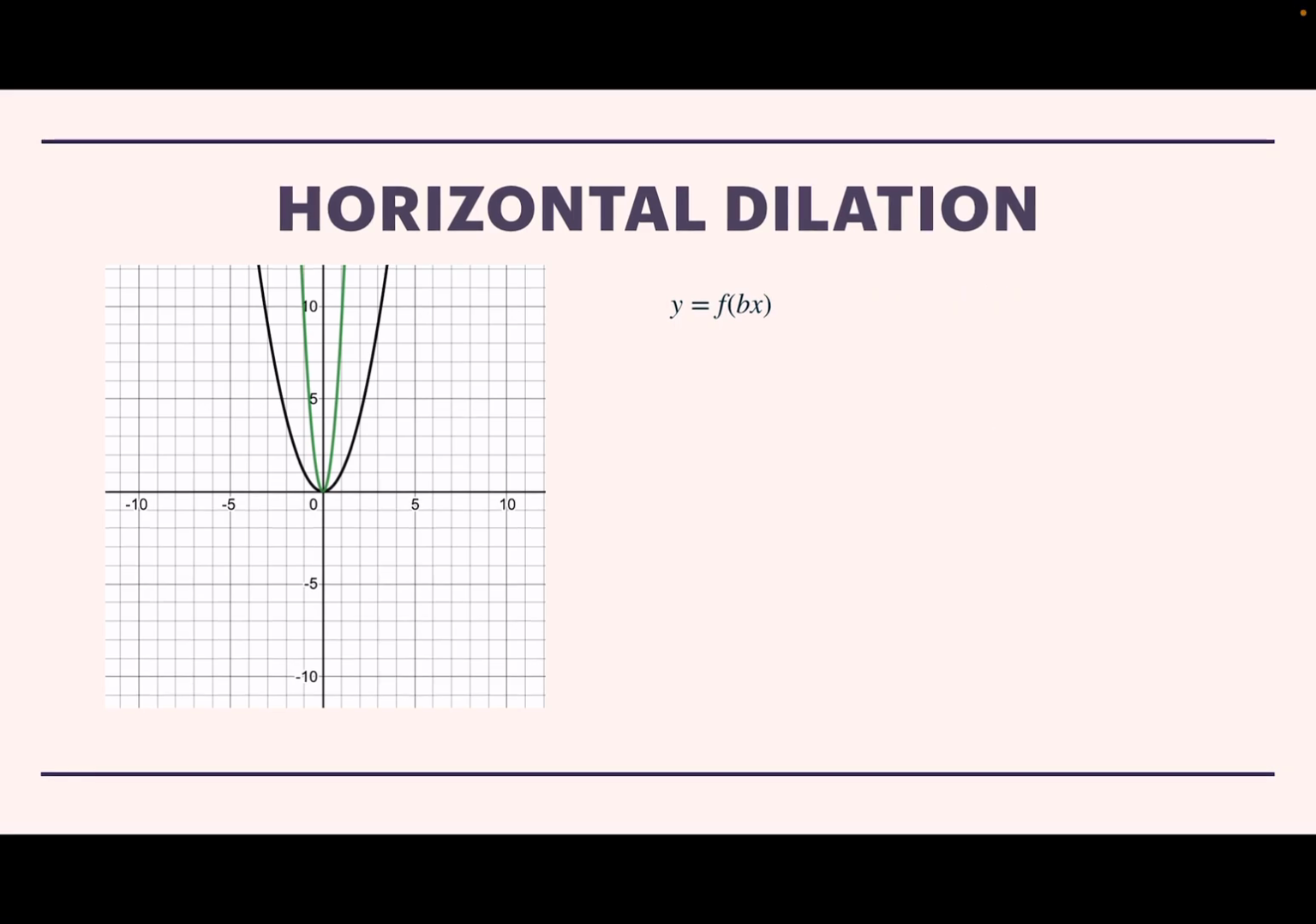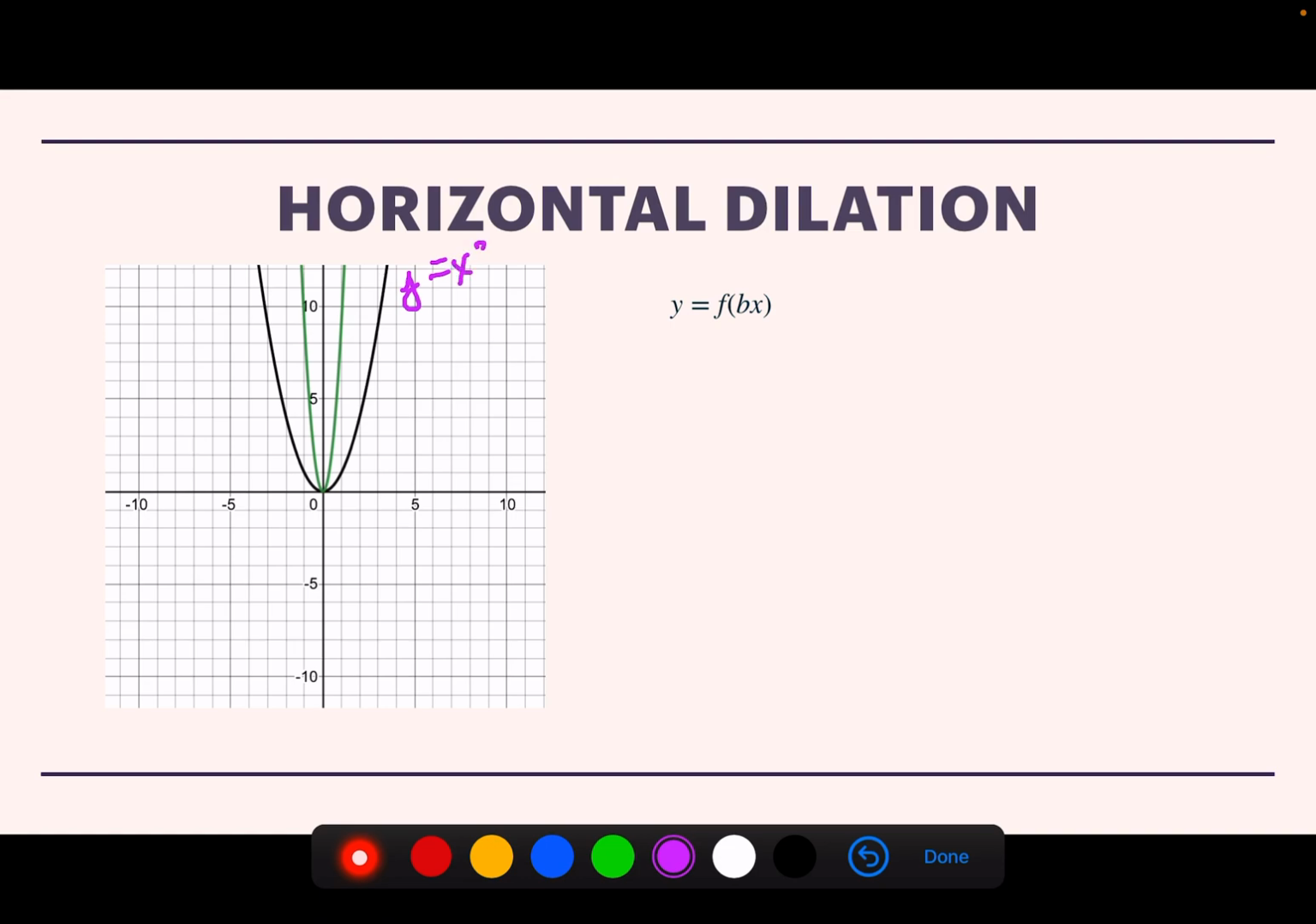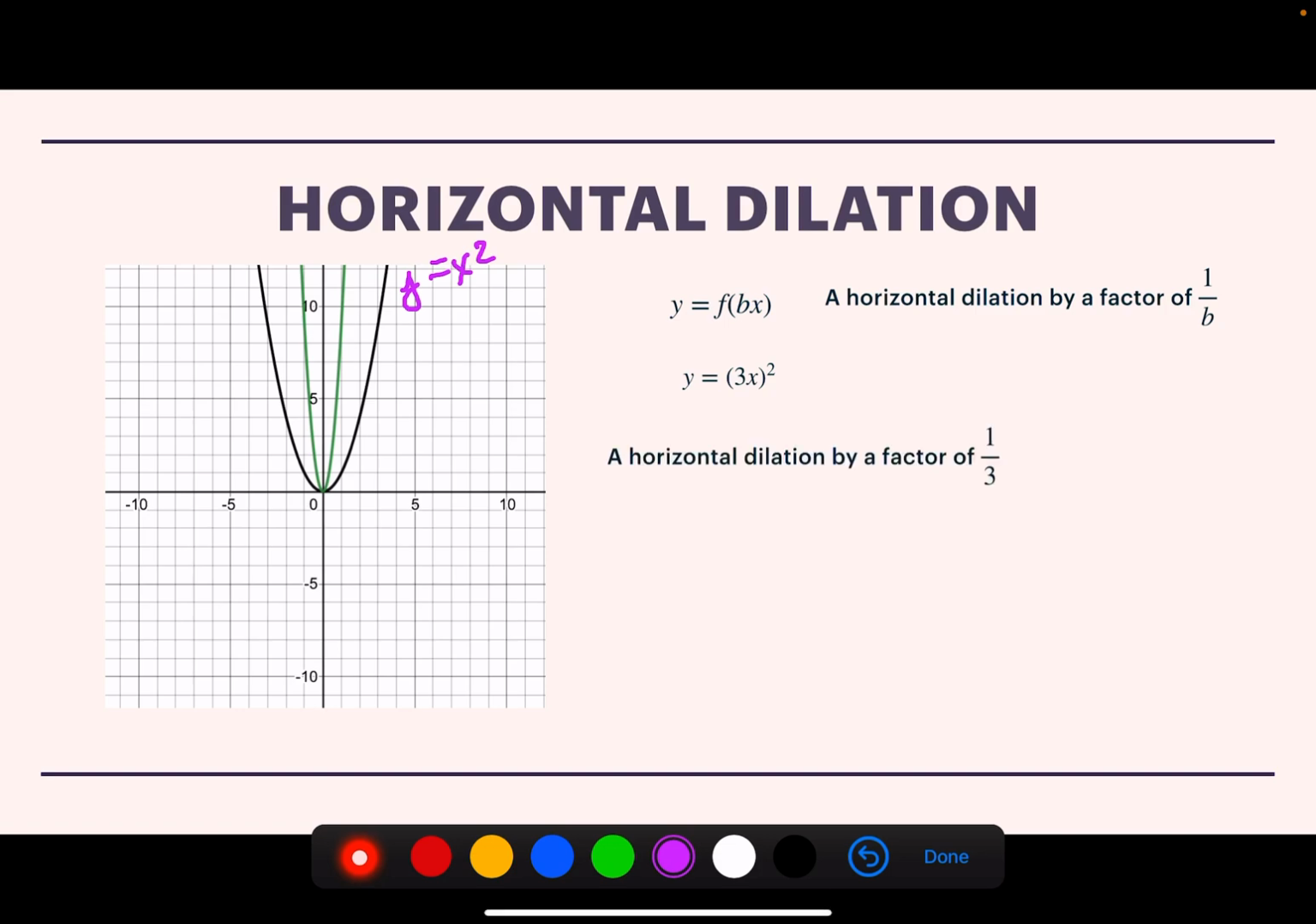So the black function here is y equals x squared, and the green function is going to be y equals parentheses 3x all squared. So the 3 is happening before the squaring. So this is a horizontal dilation by a factor of 1/3.